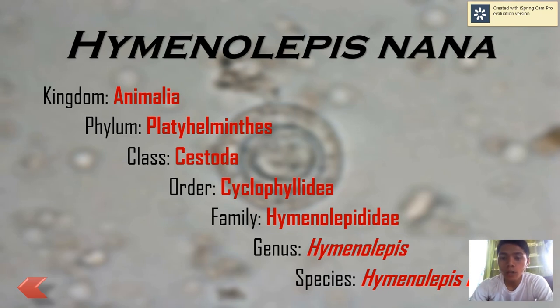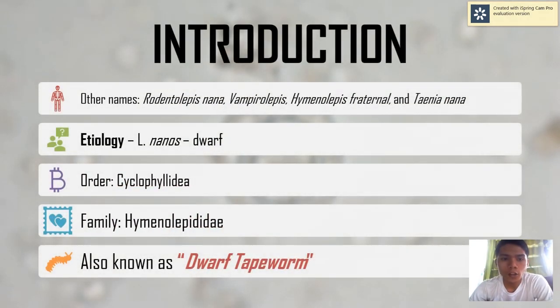because it is the smallest cestode that infects man. Now, other names for Hymenolepis nana include Rodentolepis nana, Vampirolepis nana, Hymenolepis fraterna, and Taenia nana. Now, from the word rodent in Rodentolepis nana, this name suggests that our parasite infects the rodents or the rats. So it can be found in rodents.